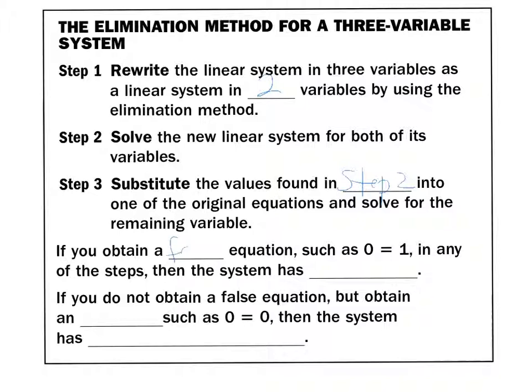If you obtain a false equation, such as 0 equals 1 in any of the steps, then this system has no solution. Just go back and make sure you didn't make a math error during this. If you do not attain a false equation, but attain an identity, such as 0 equals 0, an always true thing, then the system has many solutions.